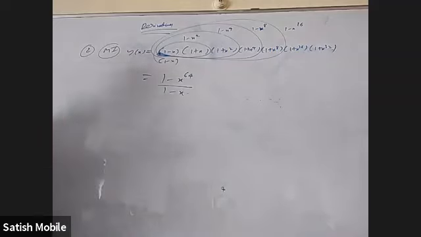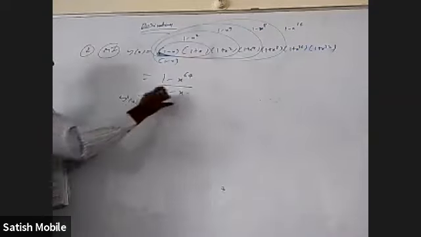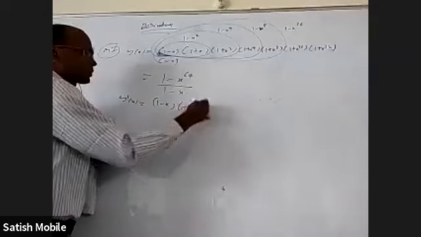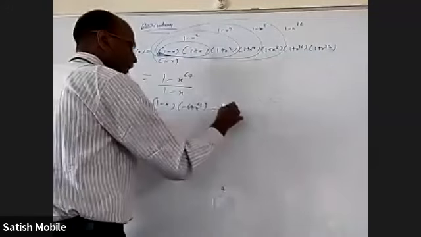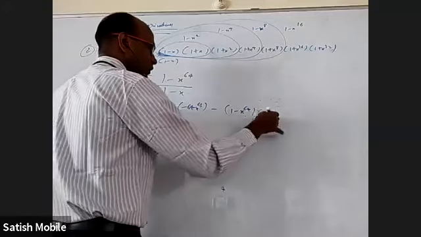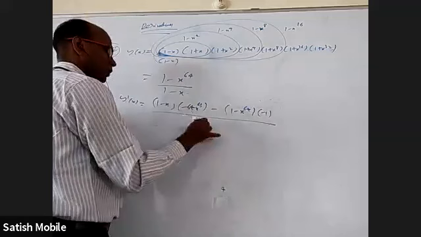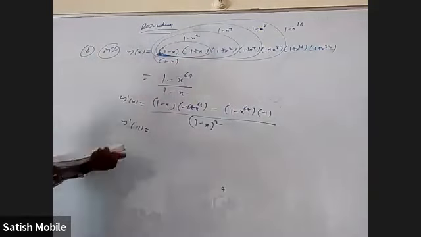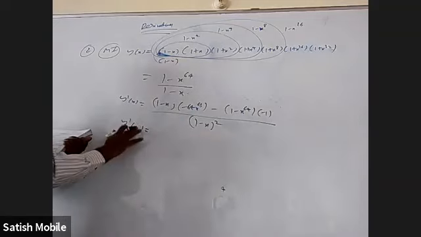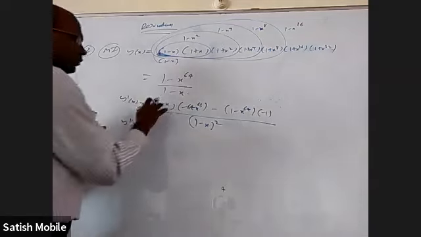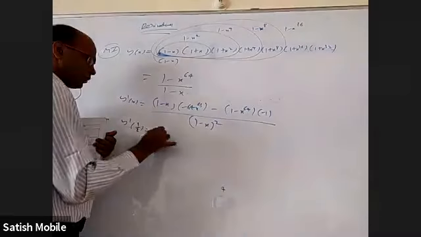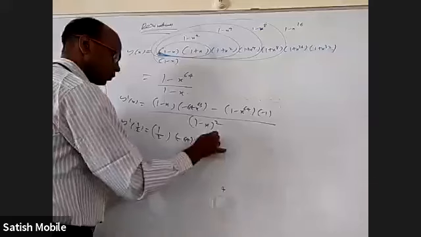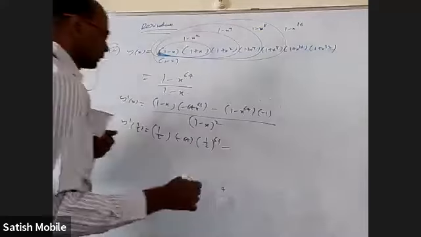Now apply u by v rule. That's it. So y dash x: denominator into derivative of numerator is minus 64 x power 63, minus numerator into derivative of denominator is minus 1, by denominator whole square. Now put whatever they wanted. They wanted x equal to 1 by 2. Y dash at 1 by 2. When you put 1 by 2, this is minus 64 into 1 by 2 whole power 63.